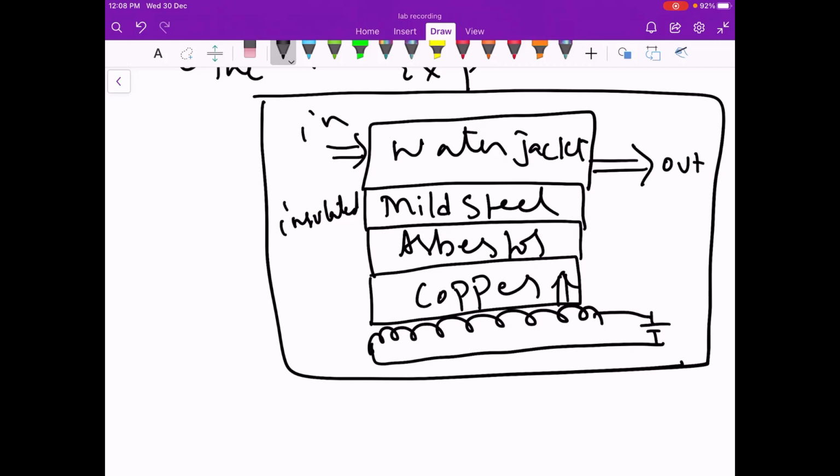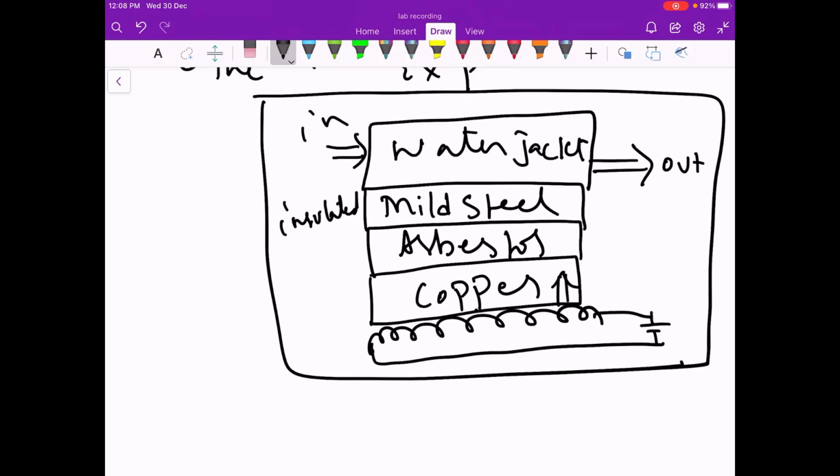So you have to find out the average temperature of the copper, the average temperature of the asbestos, and the average temperature of the mild steel. Whenever you are trying to find out the heat transfer, Q is equal to delta T: the average copper temperature minus the average mild steel temperature. Are you able to understand, guys?